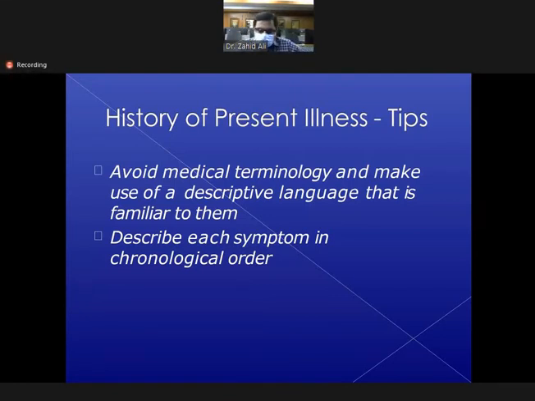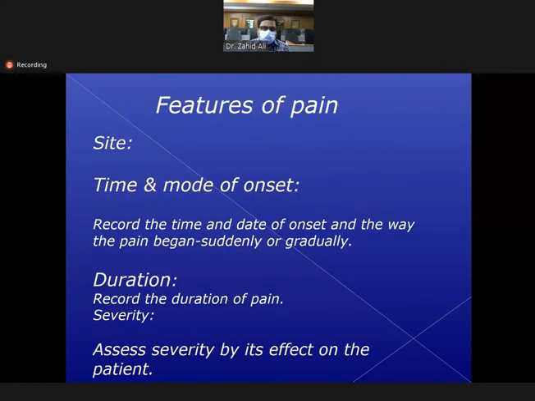And then each symptom should be focused. Each symptom should be recorded in a narrative order, in a chronological order. What comes first? Does the fever come first or the pain? If the fever comes first, then fever comes in the first list, and then you have to elaborate all the questions. Then about the pain. So features of pain, site is very important. First comes the site. Where is the pain?